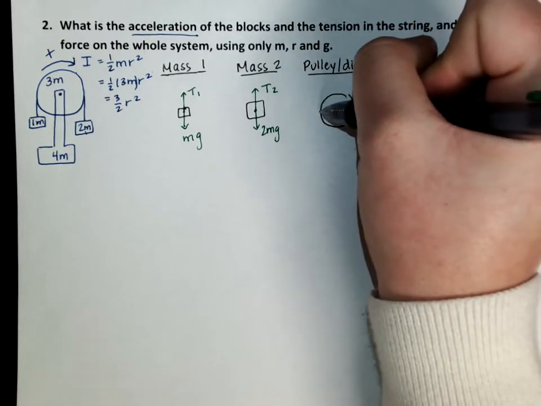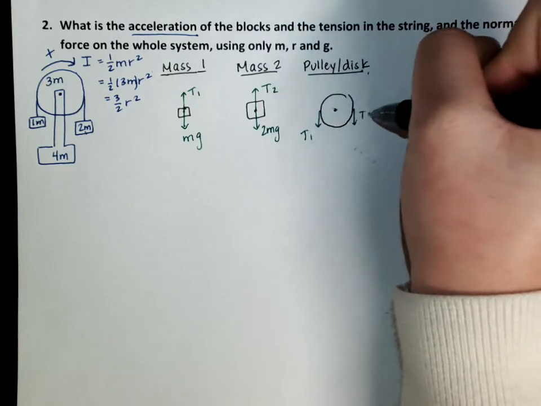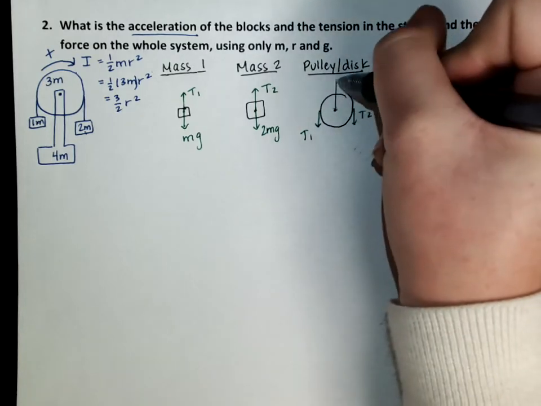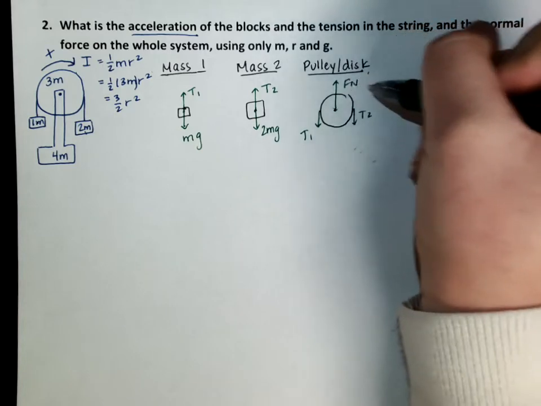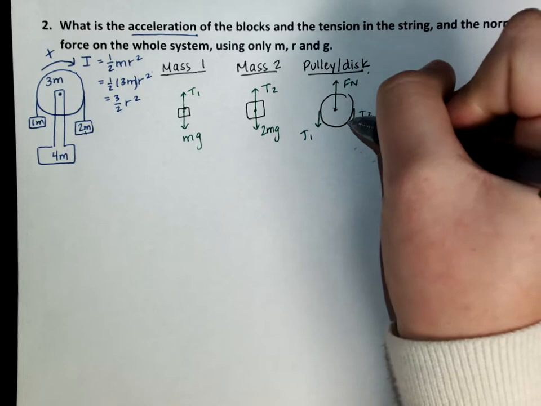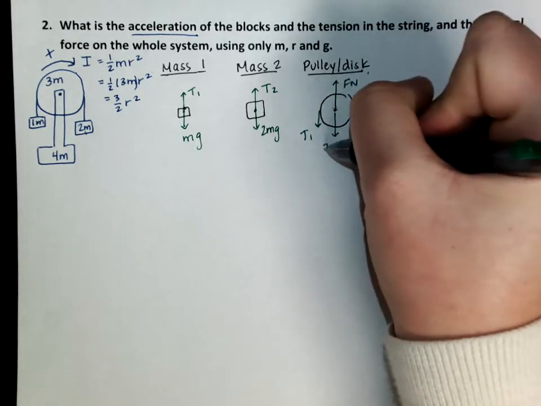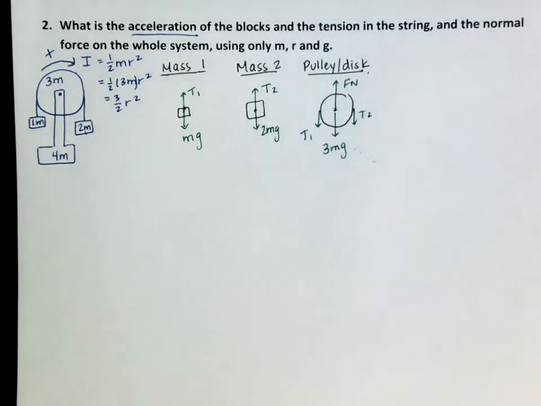And then our pulley, well, we're drawing a free body diagram not to use the forces, but more to develop our torque equation. So due to the two tension forces, the pulley is going to experience torque on both sides. Okay, normal force upward. This normal force is not the total normal force of the system, it's only the normal force supplied by the pulley or the disc. And its weight, 3mg down.